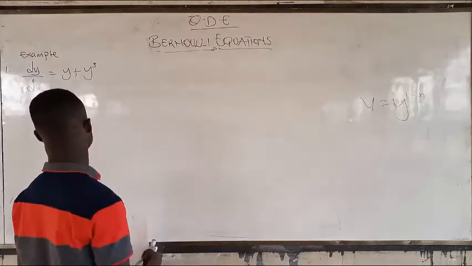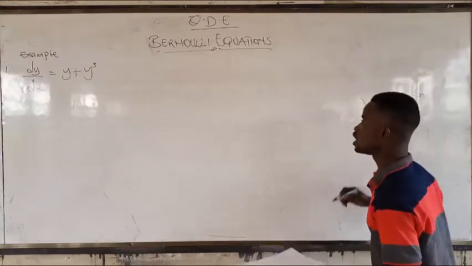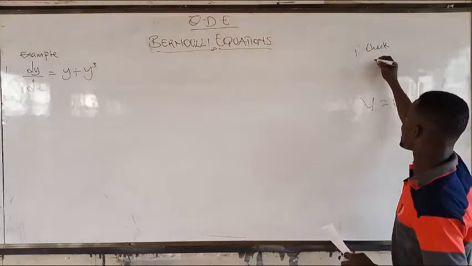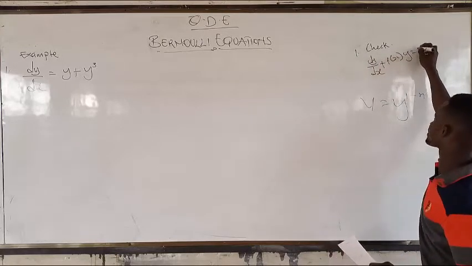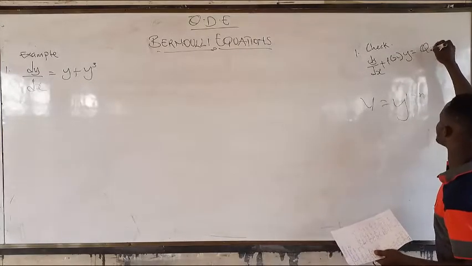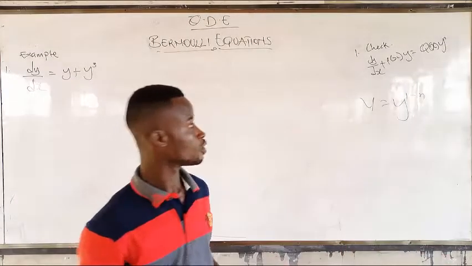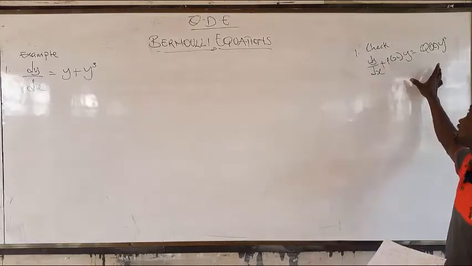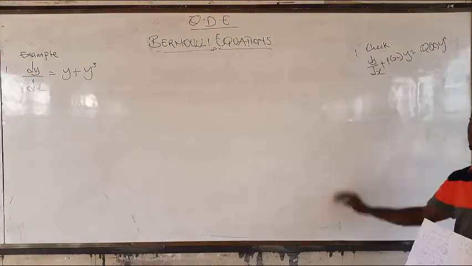Alright, so this is our first question. What is the first thing to do? The first thing to do is to check whether you are in the form dy/dx plus p of x multiplied by y is equal to q of x, y raised to the power n. You check whether you are in that form, and know that n cannot be equal to 0, and it cannot be equal to 1.